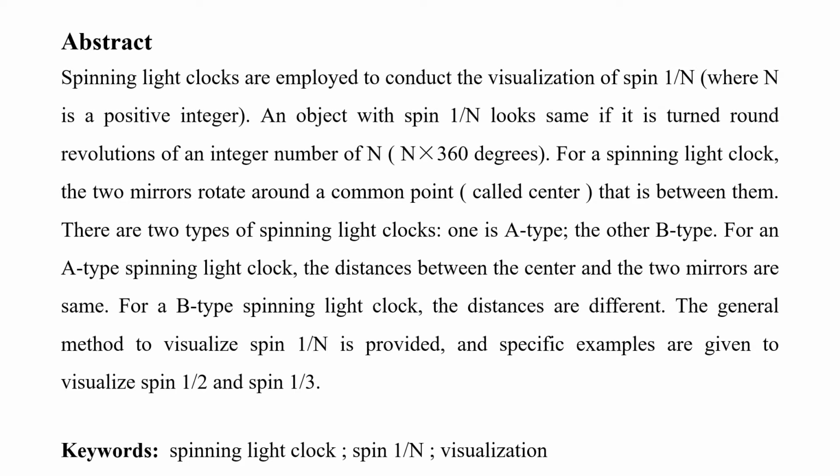For a spinning light clock, the two mirrors rotate around a common point that is between them, and the common point is called the center. There are two types of spinning light clocks. One is A-type, the other B-type. For an A-type, the distances between the center and the two mirrors are the same. For B-type, the distances are different.